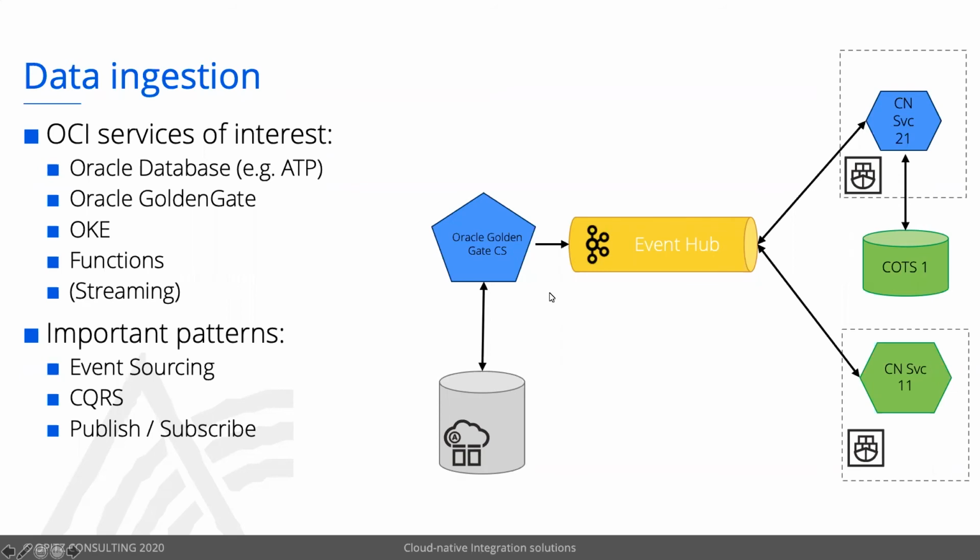And I think this is also a very powerful pattern. And this can be implemented mainly like this. So we have here an autonomous database. We have Oracle GoldenGate, which streams all the changes from the ATP instance to the event hub, which then is consumed by our applications deployed to OKE.